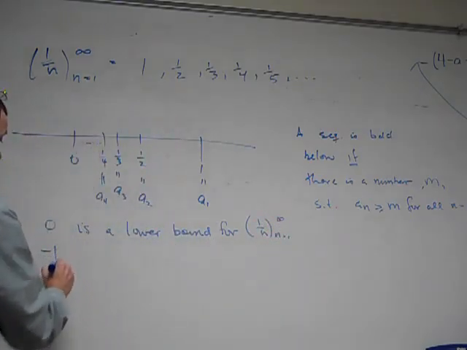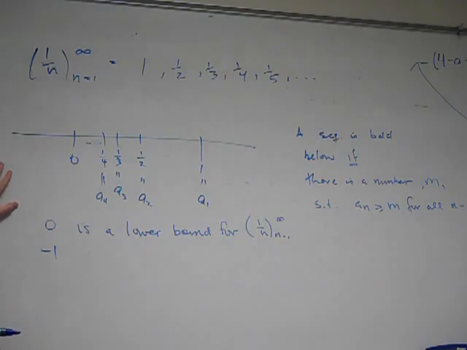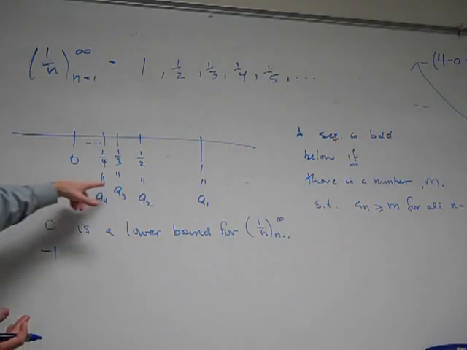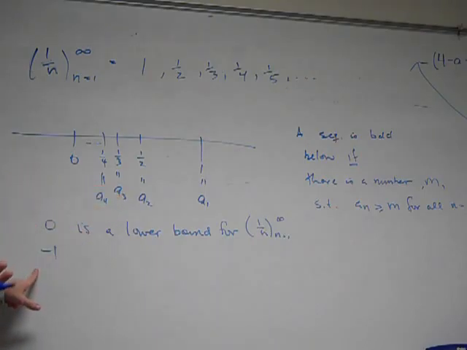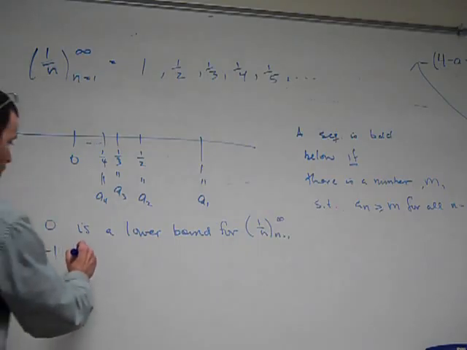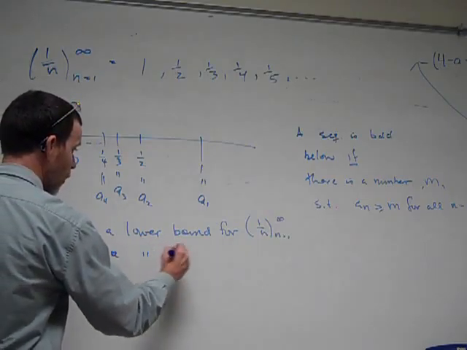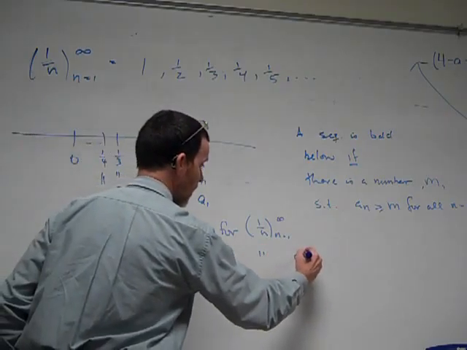Now, is negative 1 a lower bound for the sequence? Yeah, it is, right? Every term of the sequence is bigger than 0. It's certainly bigger than negative 1. So how many lower bounds are there? Infinitely many, as many as you want, right? Because any negative number is a lower bound. So this is a lower bound for this also.